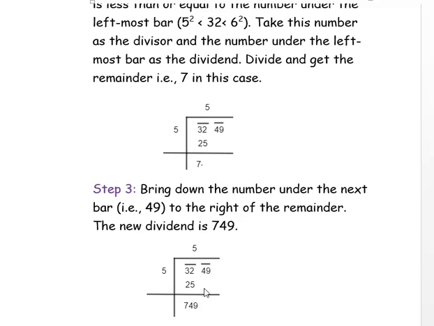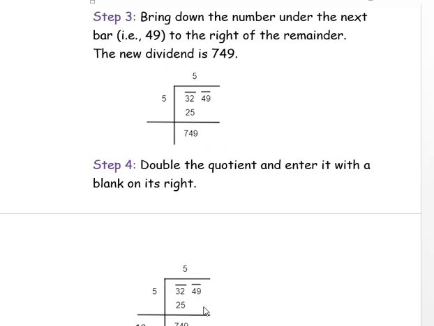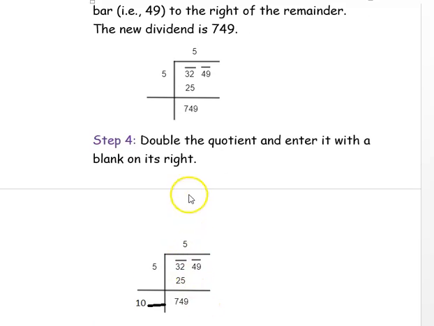The third step, I am going to bring down the next pair, that is 49. I am bringing it down and the new dividend is 749. In the fourth step, I am doubling the quotient. Here the quotient is 5, so 5 into 2 is 10, and I am writing it with a dash here.